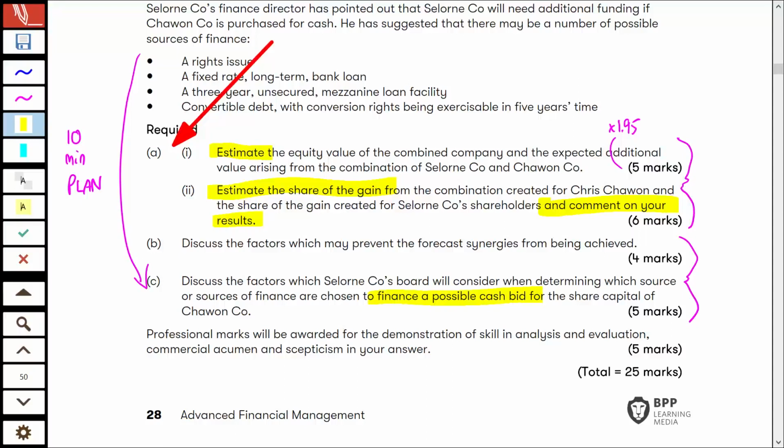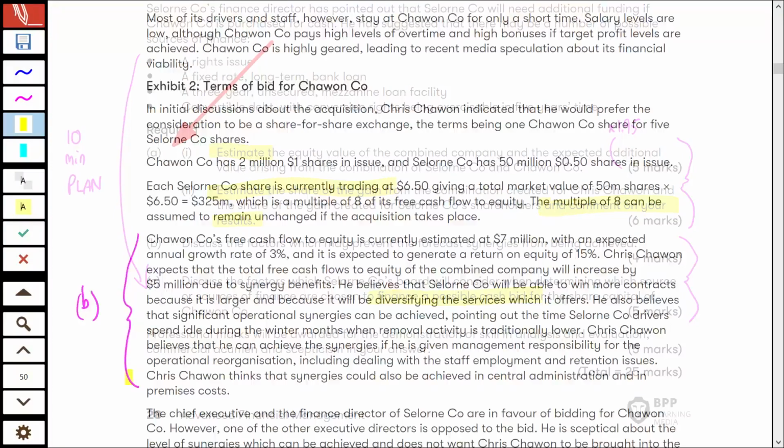So we're mainly using the spreadsheet here, and with the spreadsheet, especially with business valuations, it's important that you've got a clear, well-structured spreadsheet that you can follow, and equally importantly that the marker can follow. So what might this look like for a Part 1?